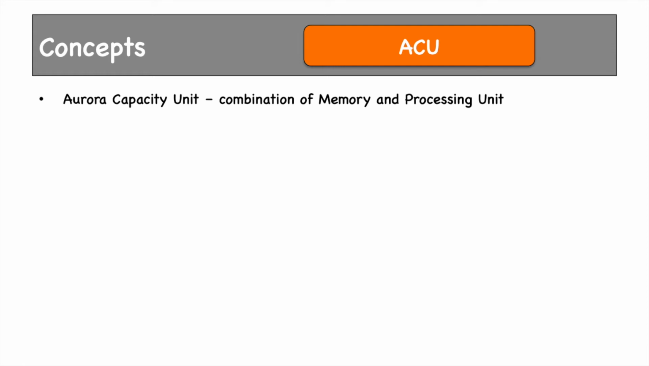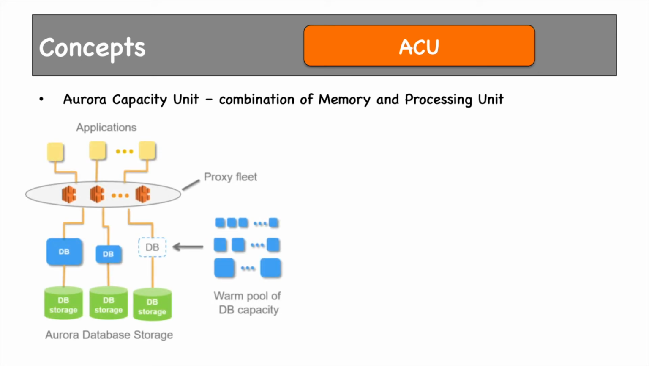If you increase memory, your CPU would also increase. In Aurora, an ACU or Aurora Capacity Unit is a combination of both memory and CPU. And this is the architecture. So if you see here, there's something called a proxy fleet in between the nodes and the applications. The yellow boxes are your applications, and the blue boxes are actually the database nodes which can scale out and scale in, and all of them are managing the same storage layer.